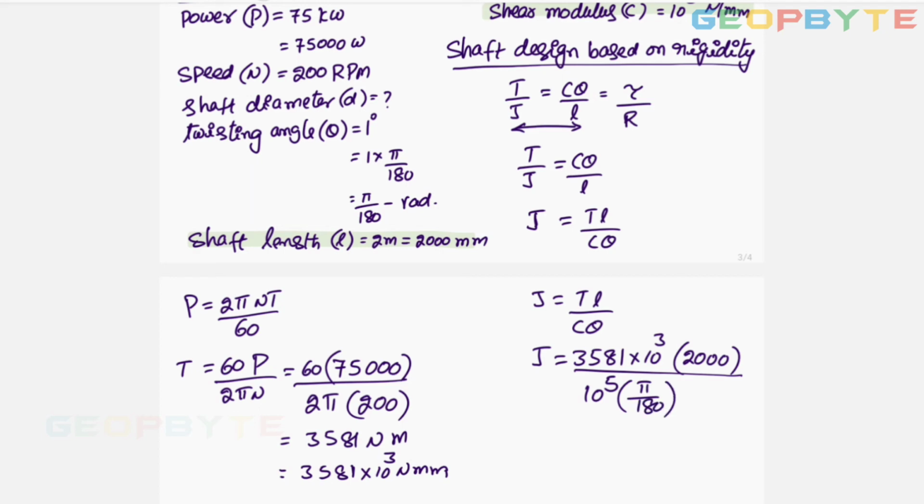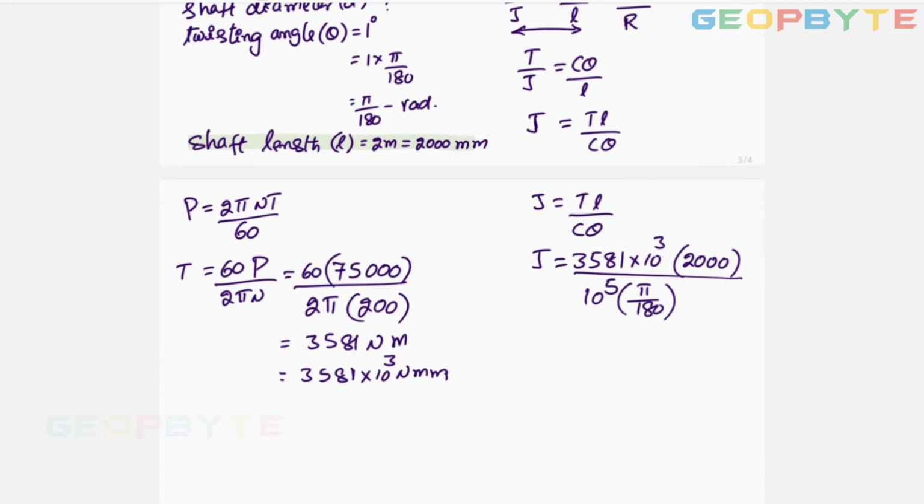You simplify this value for getting J. Let us simplify that value. I got J equal to 4103523.7 mm power 4.